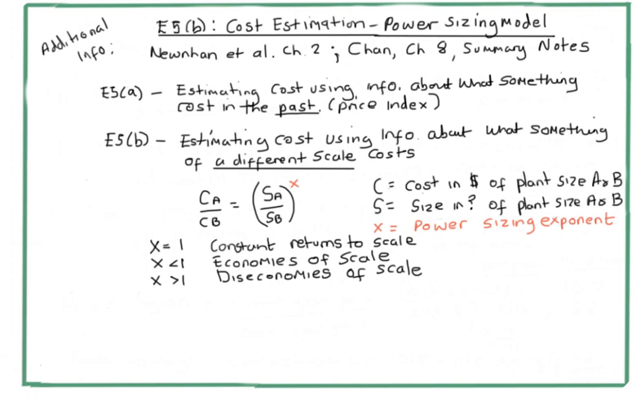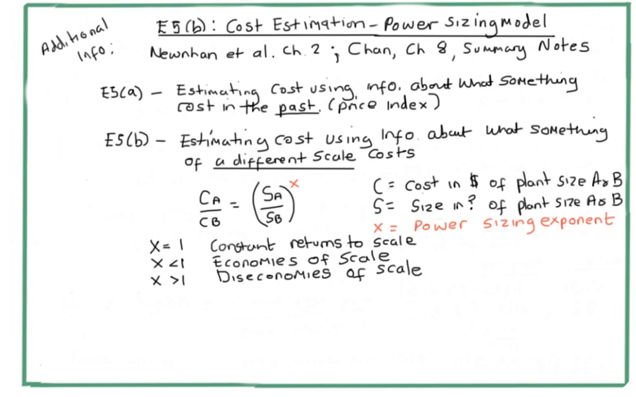This is E5B, cost estimation using the power sizing model. If you recall, in E5A we had information about what something had cost in the past, and we were able to leverage that using a price index to find out what something might cost today. So that's a very useful way to go about estimating cost.